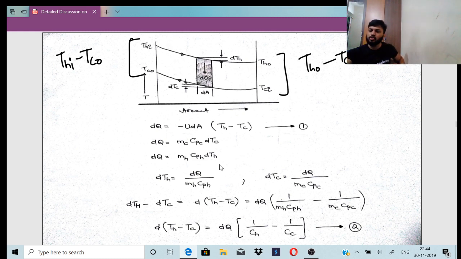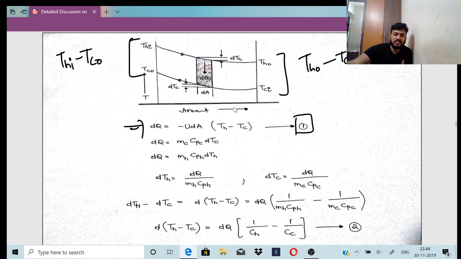काउंटर फ्लो में क्या होता है, दोनों ऑपोजिट दिशा में जाता है, इसलिए this will be THI minus TC0, and this will be TH0 minus TCI. Right? Everyone understood this? Now the similar step will follow here. First one, differentiation. So dq equals minus UTA TH minus TC.